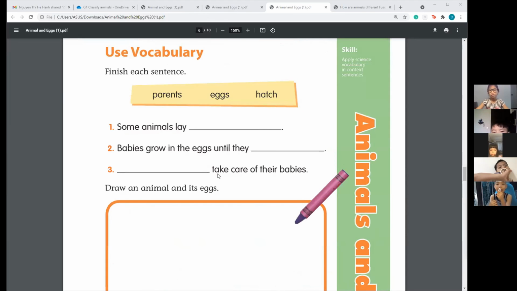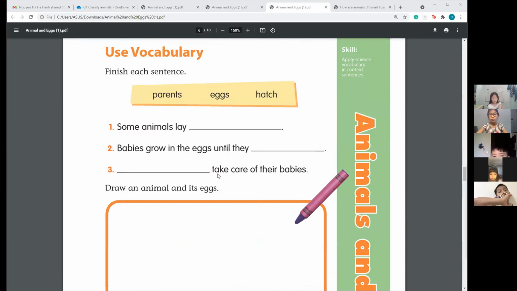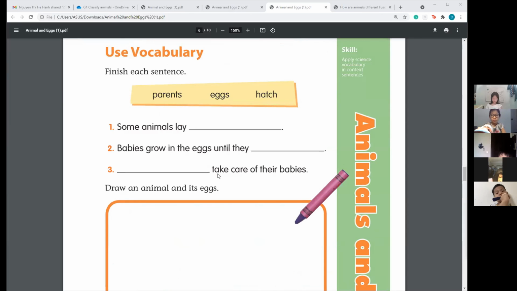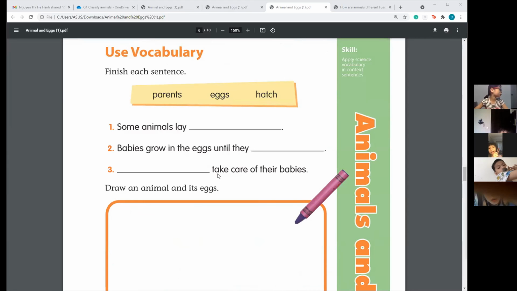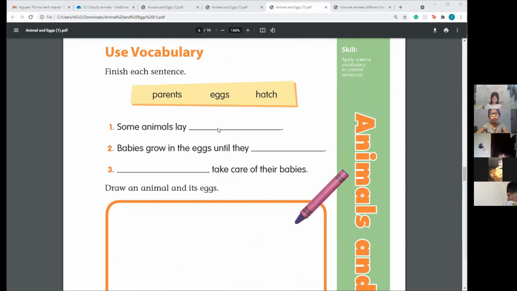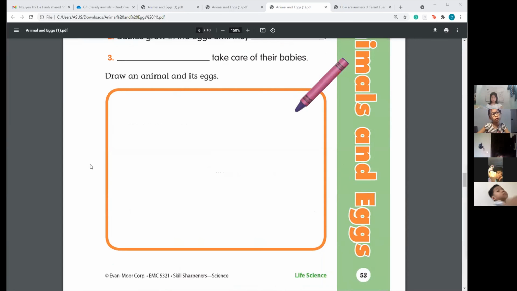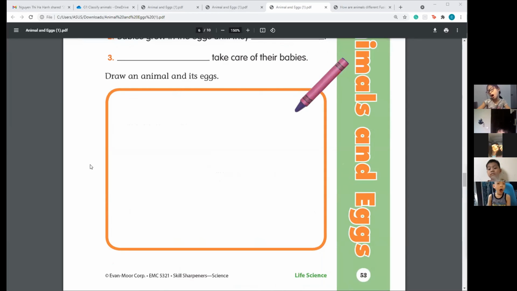Your homework is to use the vocabulary. Babies grow in eggs. Babies grow in the eggs until they blank. Blank take care of their babies. You've got to finish all 3 sentences. And then I would like you guys to draw an animal with its eggs. Any animal you want. You can look it up online or use one of the animals you learned about today.